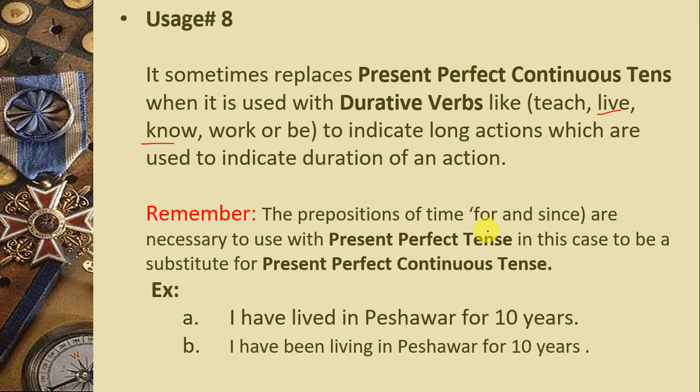Remember the prepositions of time, for and since, are necessary to use with the present perfect tense. Substitute the present perfect tense. For example, I have lived in Peshawar for 10 years. I have been living in Peshawar for 10 years.